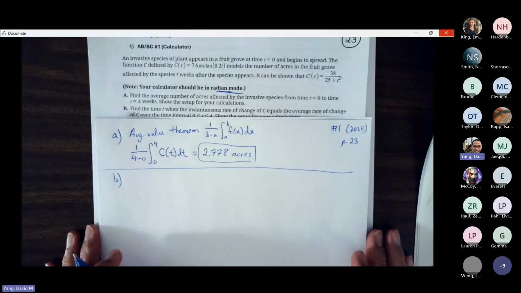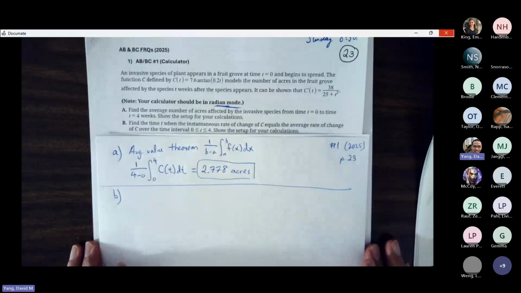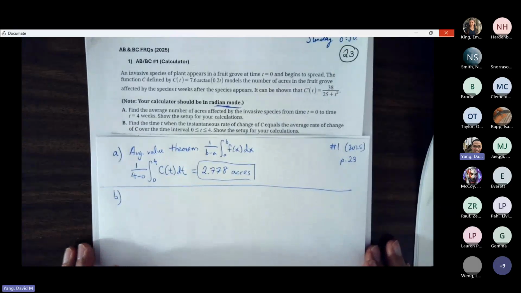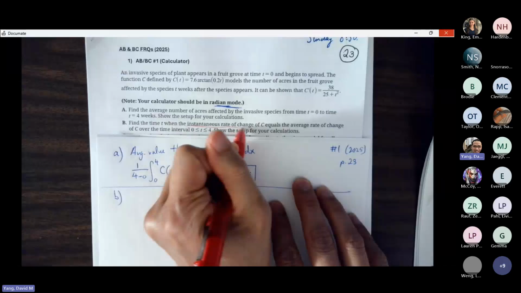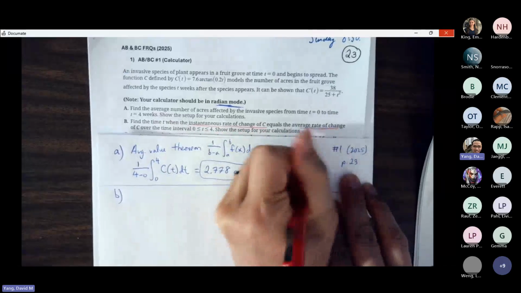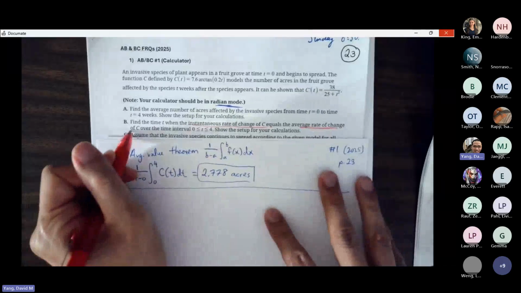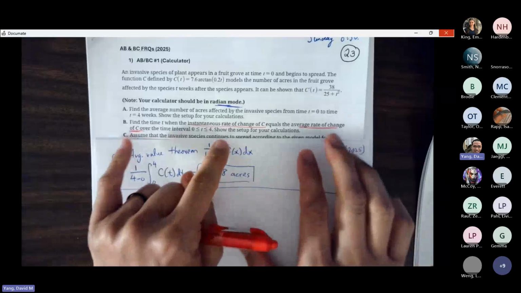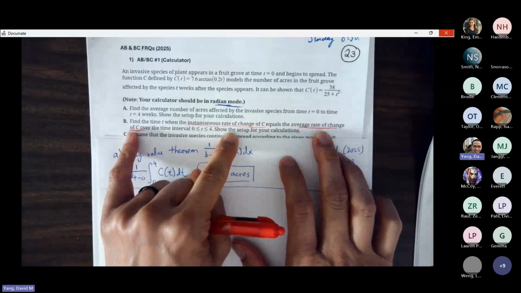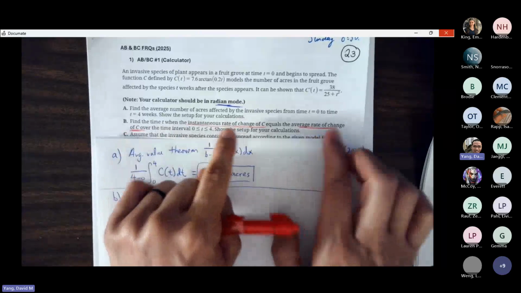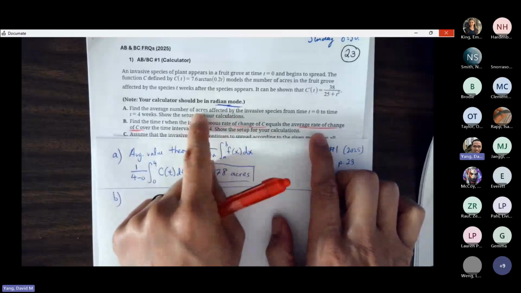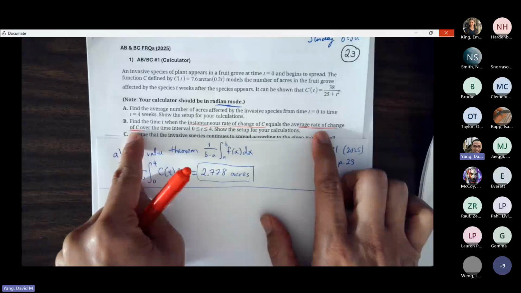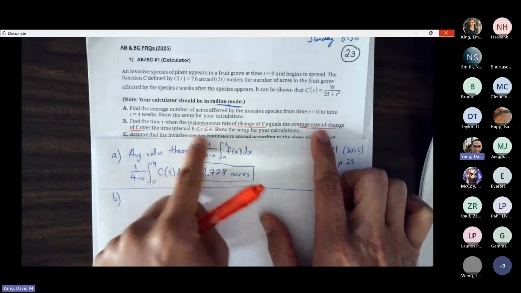Part B, find the time when the instantaneous rate of change of C equals the average rate of change of C. So look at the wording here. Instantaneous rate of change, that's basically derivative, equals the average rate of change, that's basically slope. So they're trying to get you into mean value theorem without actually stating mean value theorem, but they're describing it very explicitly. So you're involving C prime, and then here you're involving the slope between the two endpoints.